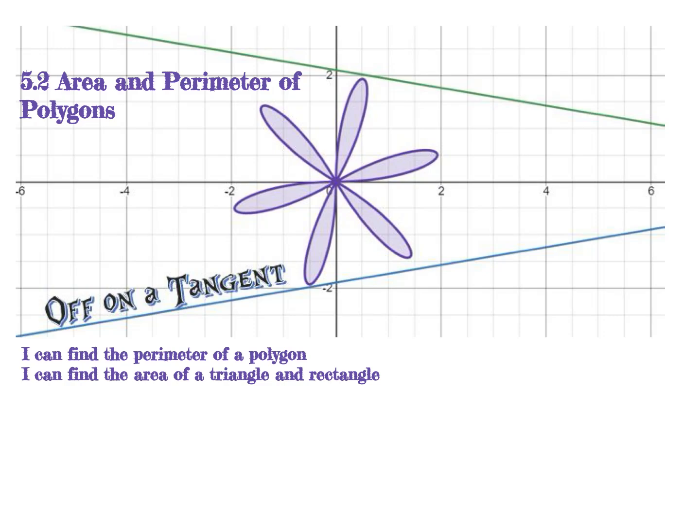Hello and welcome. In this video, we're going to use the coordinate plane to talk about area and perimeter of polygons. Our goals are that we can find a perimeter of a polygon and that we can find an area of a rectangle or a triangle within the coordinate plane. Let's go ahead and jump in.